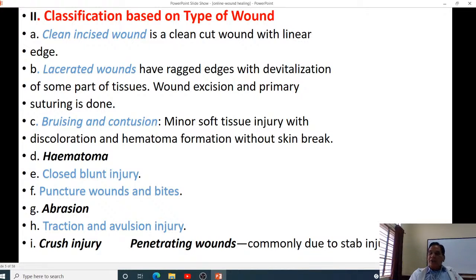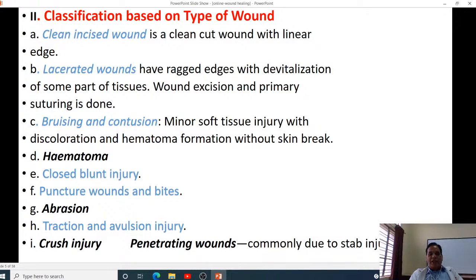The third type is by simple pressure, bruising and contusion. This is one of the types of wound. What is happening here? There is a discoloration because of hematoma, but there is no skin break. In a bruise, there is no skin break, but it is also a type of wound.